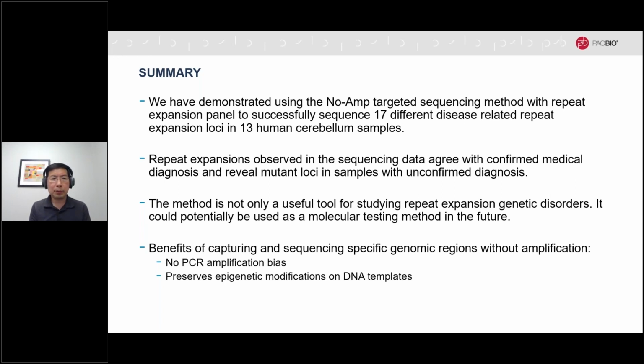Finally, I would like to point out that the benefits of capturing and sequencing specific genomic regions without amplification include no PCR amplification bias and preservation of epigenetic modifications on DNA templates.